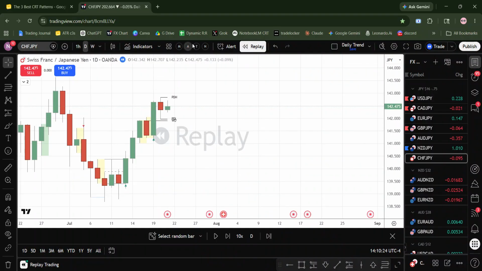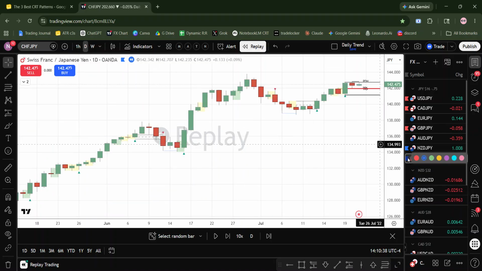So we got another small range here. I'm going to see if this is an NR4, and it's not. And so I'll mark this one with a short bias. So we'll do that like that, and we'll mark this red.